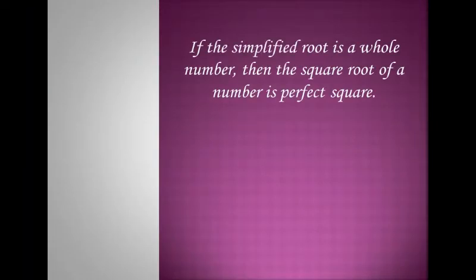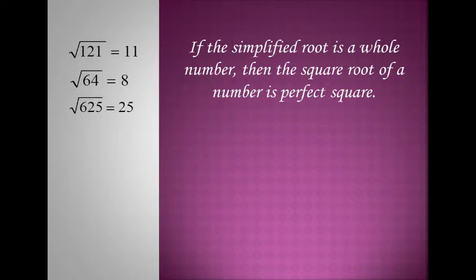If the simplified root is a whole number, then the square root of a number is a perfect square. For example, the square root of 121 is equal to 11. 121 is a perfect square, so its simplified root is a whole number. The square root of 64 is equal to 8. The square root of 625 is equal to 25.